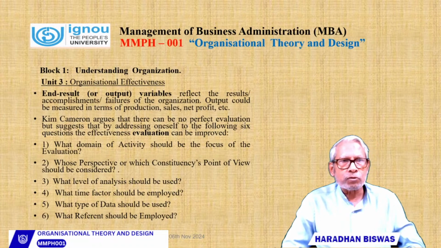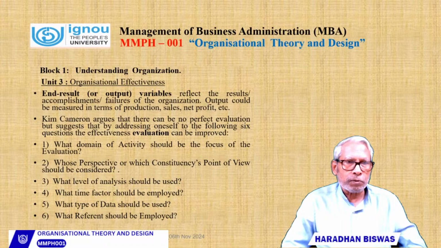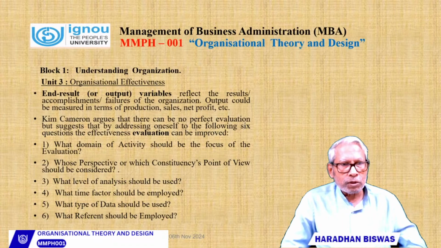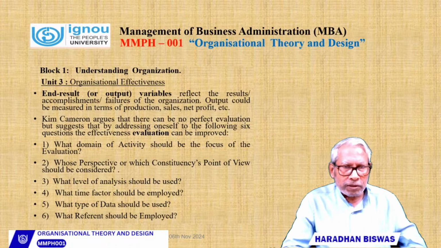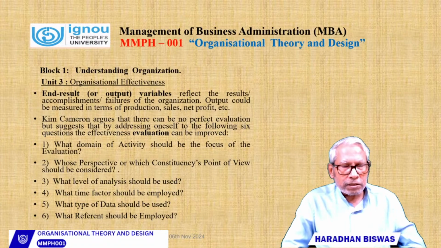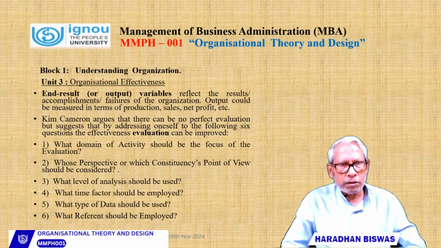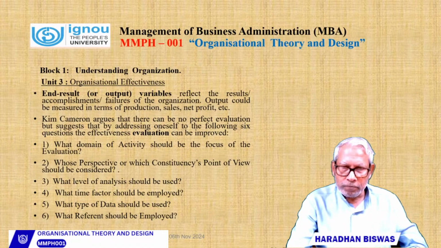So there are basically six questions. What domain of activity should we focus on in the evaluation? Then whose perspective, from the constituency point of view? Then what level of analysis should be used, what type of factors should be employed, what type of data should be used, and what referent should be employed. All these are structural questions. Based on this, the evaluation process can be done, and you can see how to improve things. If you have a clear mind on these questions, the output will become clear and you can evaluate the things. This is the way it is evaluated.